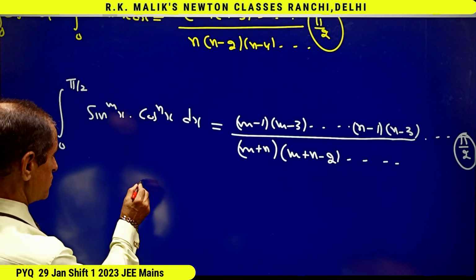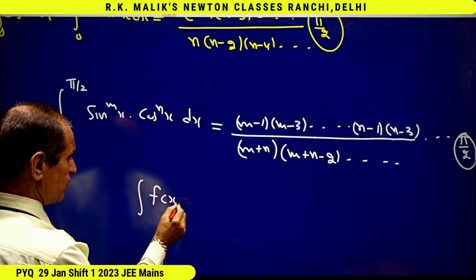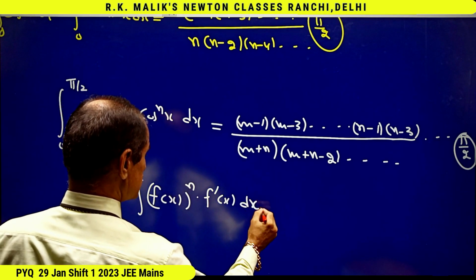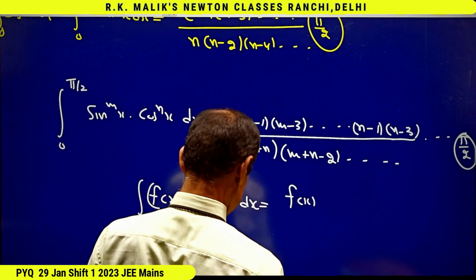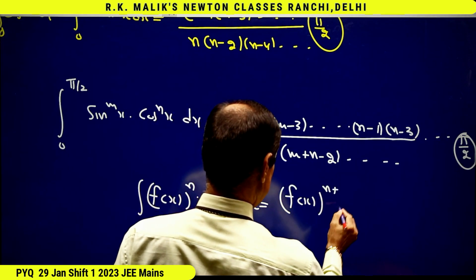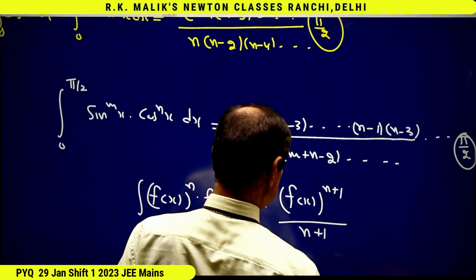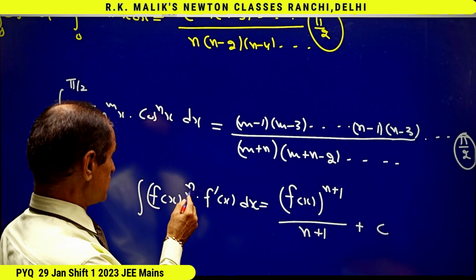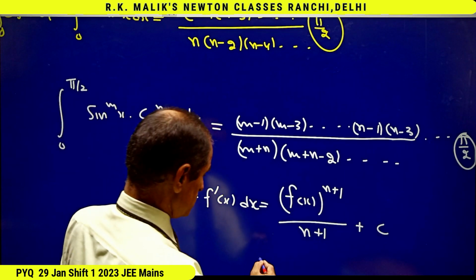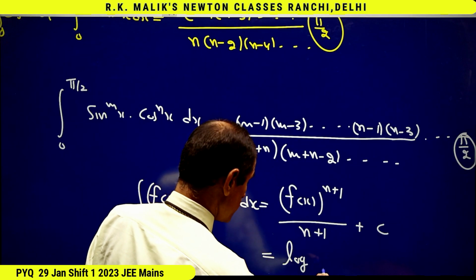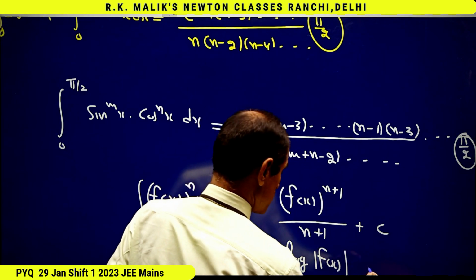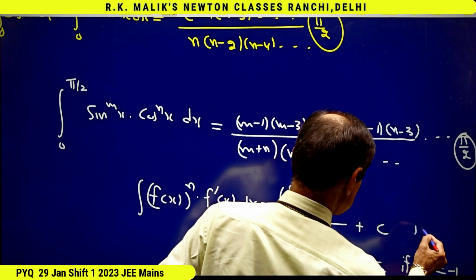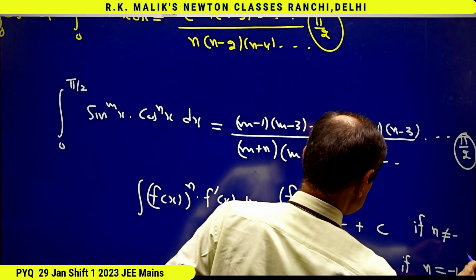And one more formula: the integral of f(x) to the power n into f dash x dx is f(x) to the power n plus 1 upon n plus 1 plus c, if n is not equal to minus 1. But in case n is equal to minus 1, then the answer is log of f(x).